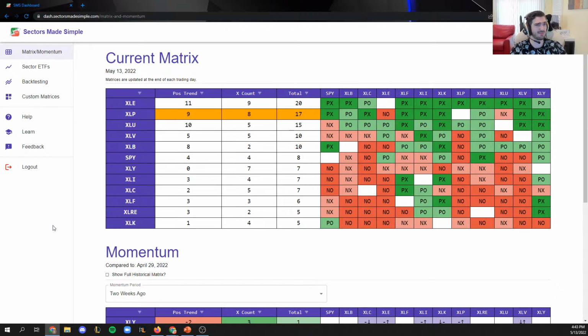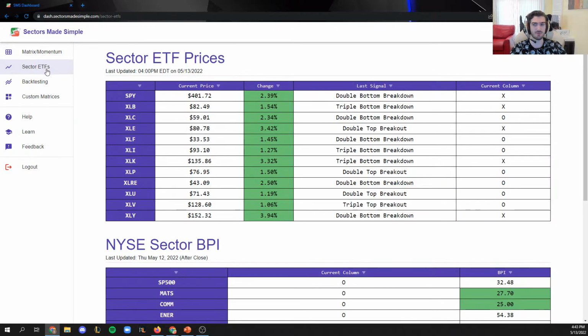If dealing with companies is a bit much, if dealing with all of that is just a bit much, we can go over to the sector ETFs, where we can find our sector ETFs, their daily price changes, and again, if we don't want to complicate things, if we only want to come to sectorsmadesimple.com and end our search there, okay, we can look at the things on breakouts.